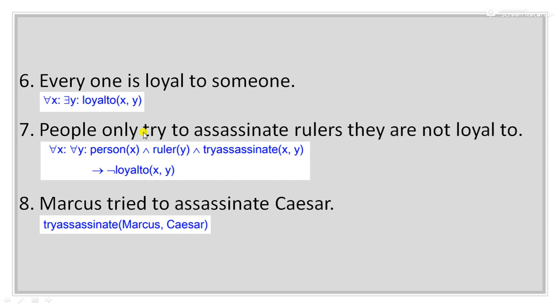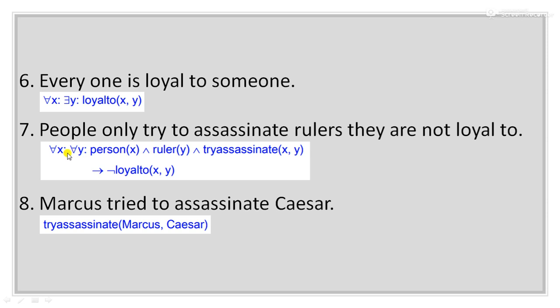People only try to assassinate rulers they are not loyal to. So this way you could represent these sentences using predicate logic. Initially you could find some difficulty, but gradually you will be able to visualize the way of representation. I suggest that you refer to some books and try to formulate such kinds of sentences using predicate logic.